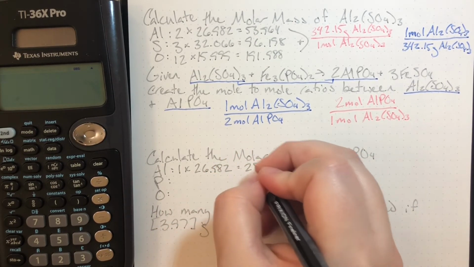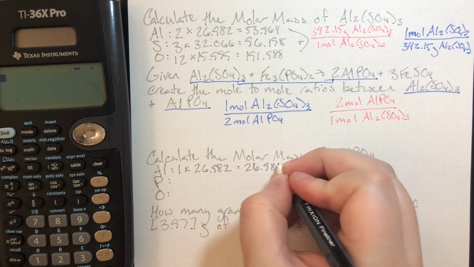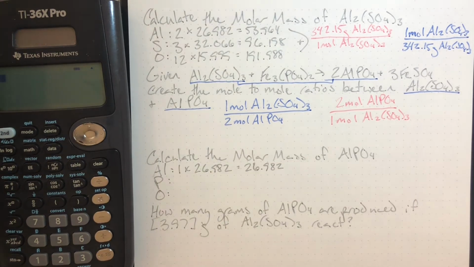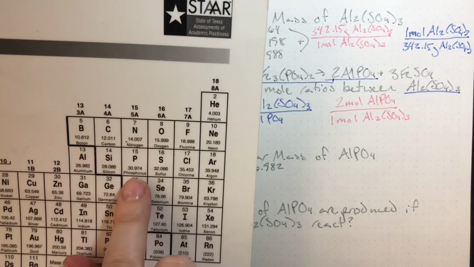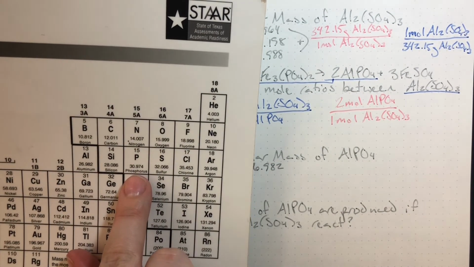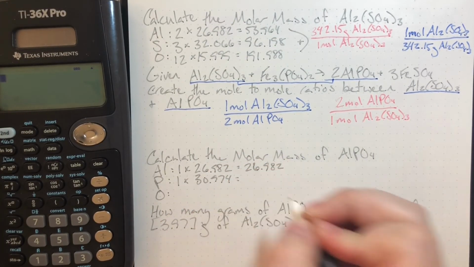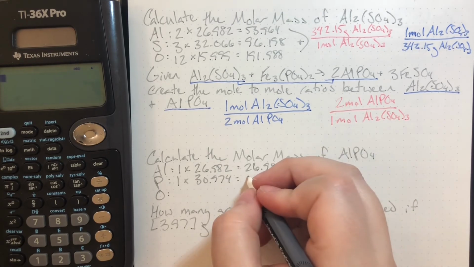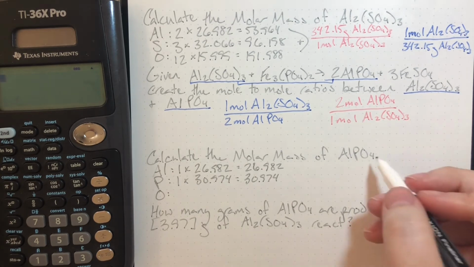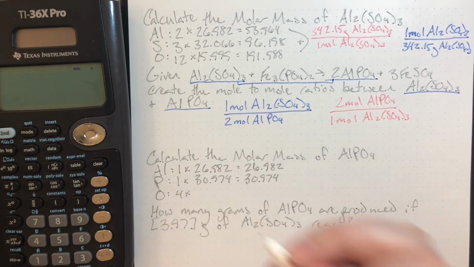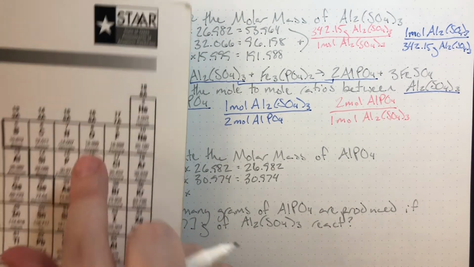1 times anything will give you that same number. Phosphorus has an invisible subscript, so that means that I only have 1 of them. Phosphorus's mass from the periodic table is 30.974. 1 times 30.974 will give me 30.974. Oxygen has a subscript of 4, which means that I have 4 of them. Oxygen's mass from the periodic table is 15.999.